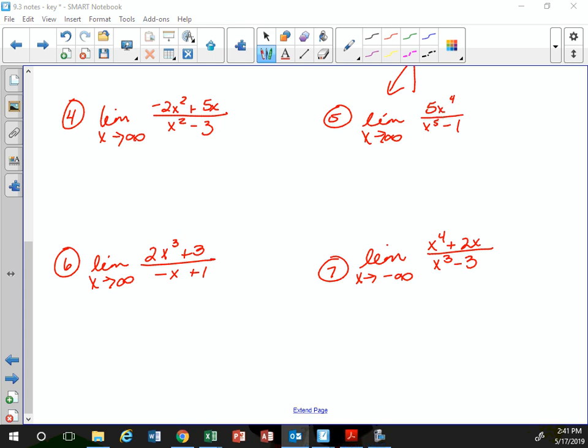No, x to the 5th minus 1. 5x to the 4th over x to the 5th minus 1. So it's both equal, right? x to the 4th and x to the 5th are not equal.